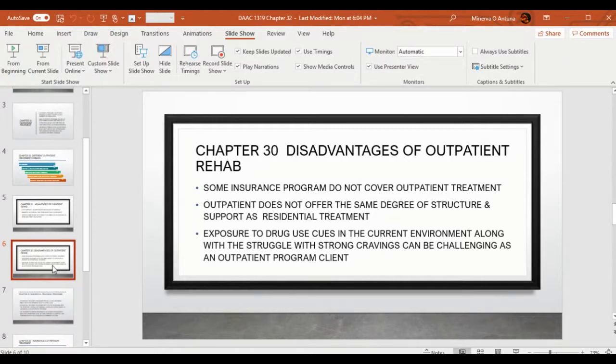external controls. So exposure to drug use cues in the current environment, along with the struggle with strong cravings, can be challenging as an outpatient client. So say, for instance, you're working your program really hard, but then you're still in the environment where people are smoking, drinking, drugging. And so you're looking at things, seeing things, smelling things. And so it could be harder for you to be in an outpatient program.